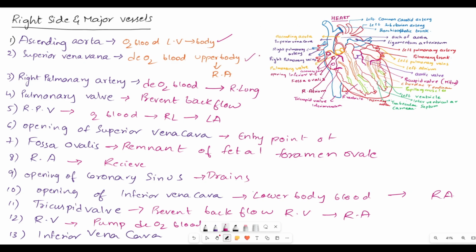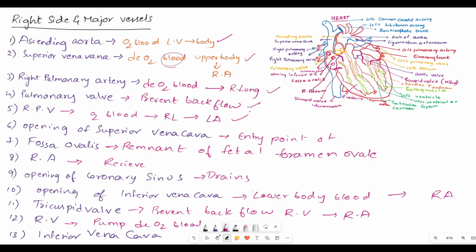And superior vena cava. Superior vena cava will be mainly returning the deoxygenated blood from the upper body to the right atrium. Coming to the third one, which is right pulmonary artery, it will be transporting the deoxygenated blood to right lung. Pulmonary valve prevents the backflow from pulmonary artery to right ventricle.